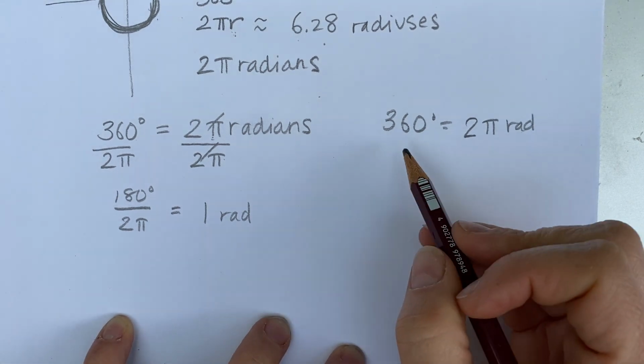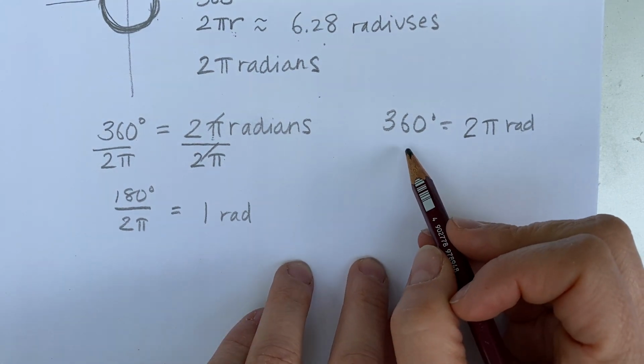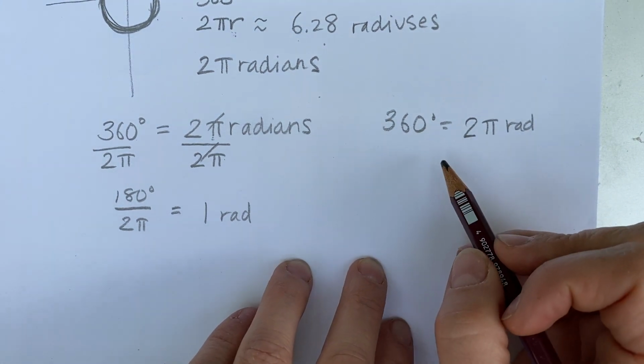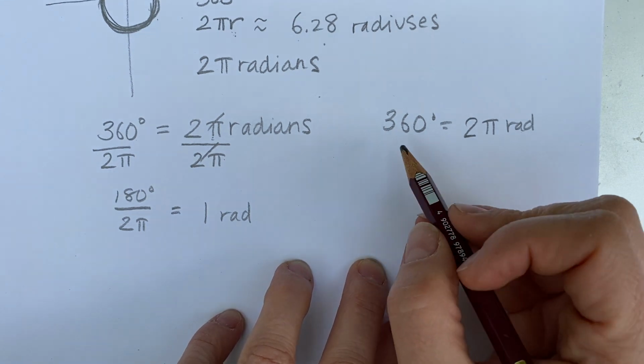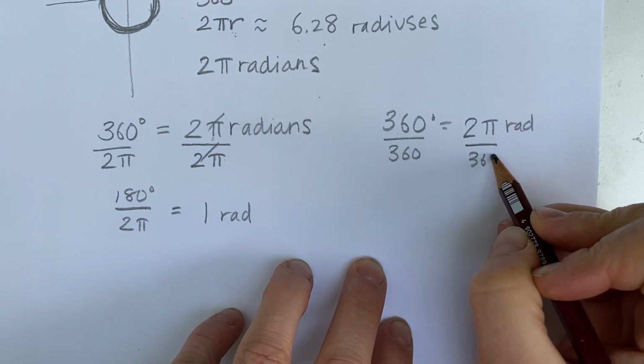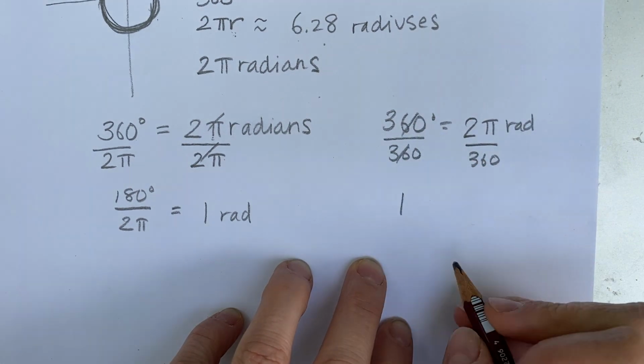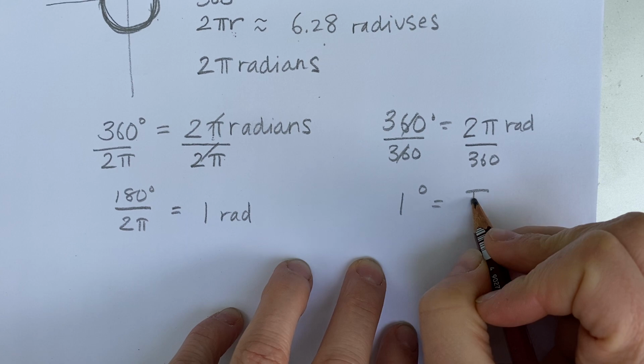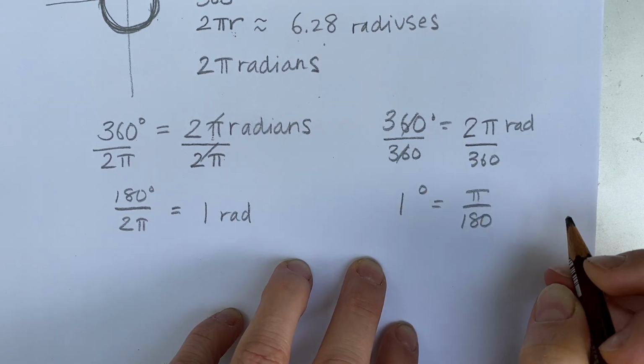If we had 2 pi radians and we wanted to find out how many radians were in 1 degree, we'd divide by 360. We'd solve for 1 degree. 1 degree is equal to pi over 180 radians.